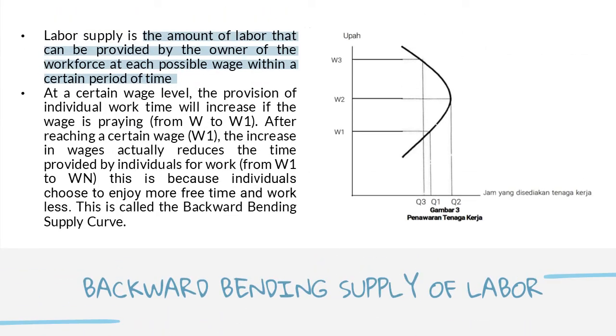Next, backward bending supply of labor. Labor supply is the amount of labor that can be provided by the owner of the workforce at each possible wage within a certain period of time. And this is the curve. At a certain wage level, the provision of individual work time will increase if the wage is raised from W to W1. After reaching a certain wage, W1, the increase in wage actually reduces the time provided by the individual for work, from W1 to Wn. This is because individuals choose to enjoy more free time and work less. This is called the backward bending supply curve.